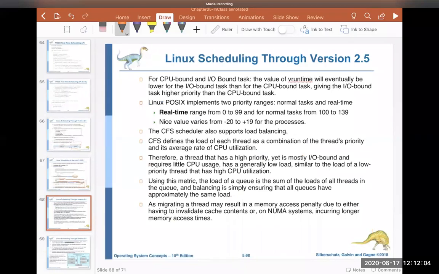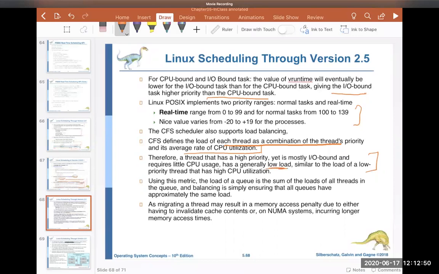When we talk about IO bound tasks, they have smaller CPU burst cycles. So we can give IO bound tasks a higher priority than CPU bound tasks. And this we have already discussed. CFS defines the load of each thread as a combination of thread priority and average rate of CPU utilization. Based on this, CFS counts the load, and this count is added for each task available in the queue. So if a thread has higher priority, yet it is mostly IO bound and requires little CPU, then it is considered a low load on the CPU.